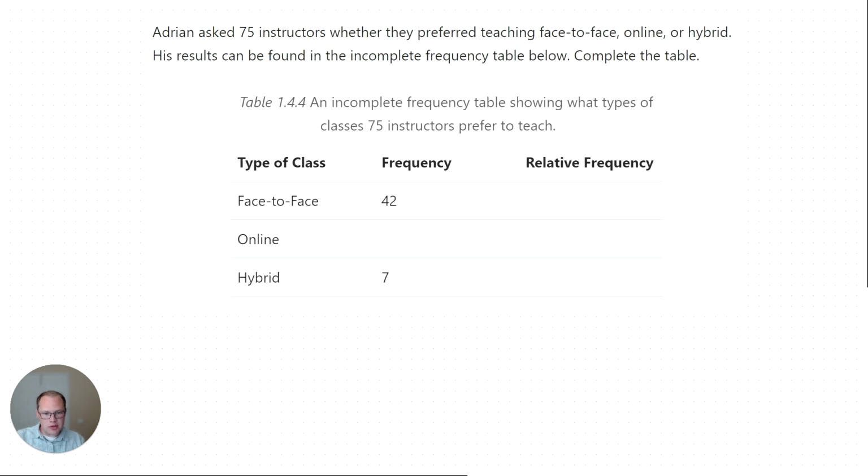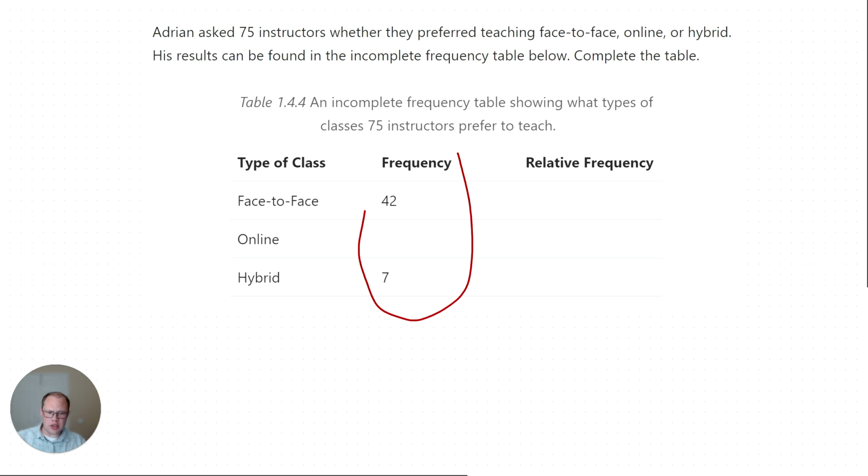We do have a couple values in the frequency. We know face-to-face, there's 42 instructors that said they prefer face-to-face, and 7 instructors that say they prefer hybrid. Okay? We need to finish the table. Now, it doesn't tell us much information up here. It just tells us that the total is 75. So we need to figure out how to complete the table.